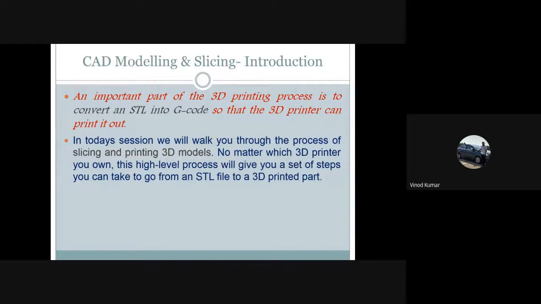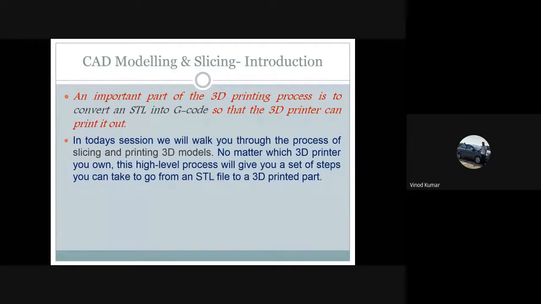Any of the software that is used for modeling can be used, and that software itself will be able to produce a file in the form of .stl, and that .stl file has to be converted into a G code file, and that G code can be fed into the 3D printer. In today's session, we'll walk through the process of slicing and printing 3D models. No matter whichever 3D printer you own or have in your institute, this high-level process will give you a set of steps you can take to go from an STL file to a 3D printed part.